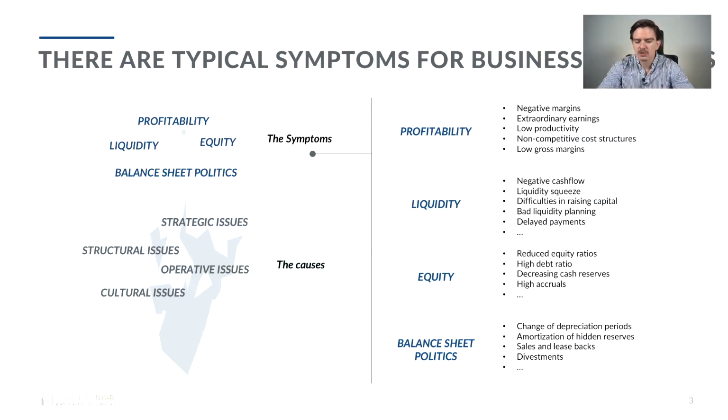Okay, so you should take a look at, did they change maybe the depreciation periods? So where there's some amortization of hidden reserves. Have there been some sales and leasebacks, for example? Have there been any divestments? Okay, so those are the typical things that you can watch out for, and this could give you a first sign of potential problems that you see.